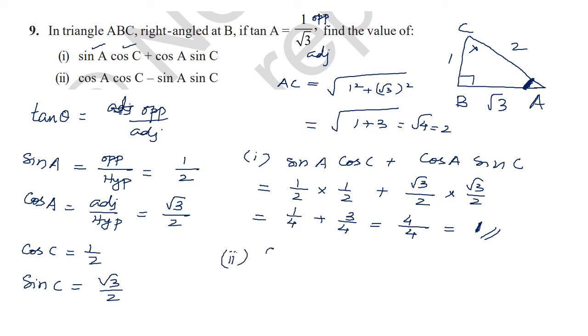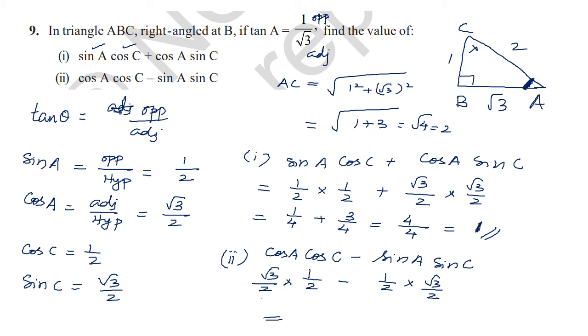What is the second one? Cos A cos C minus sin A sin C. Let us find that value also. Cos A into cos C is what? Cos A value is root 3 by 2 into cos C is 1 by 2 minus sin A value is root 3 by 2. So what do you get? Root 3 by 2 into 1 by 2 minus root 3 by 2 into 1 by 2. What is the answer?